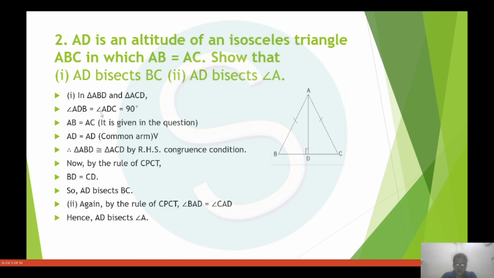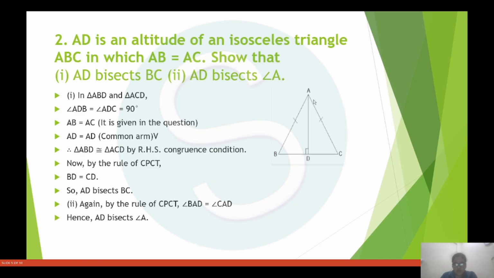So how we will proceed? Firstly, we consider triangle ABD and triangle ACD. Then here हमें पता है कि ADB जो है और ADC, these are 90 degree. हम figure से we can say that. Secondly, AB equals to AC because it is given to us that triangle ABC is an isosceles triangle. And thirdly, AD is our common side.